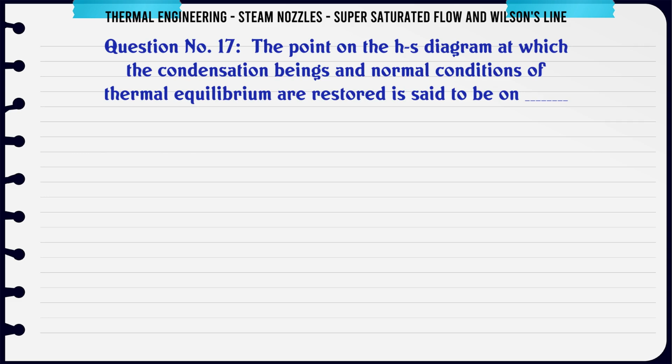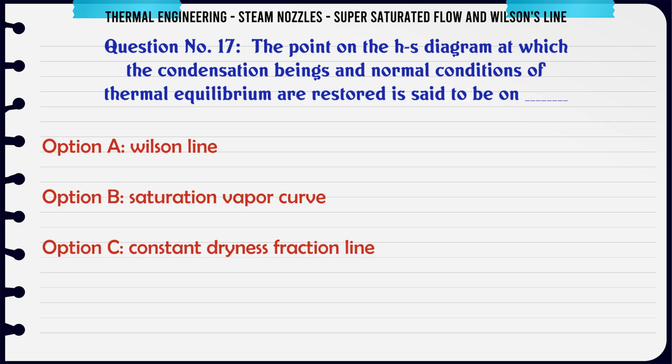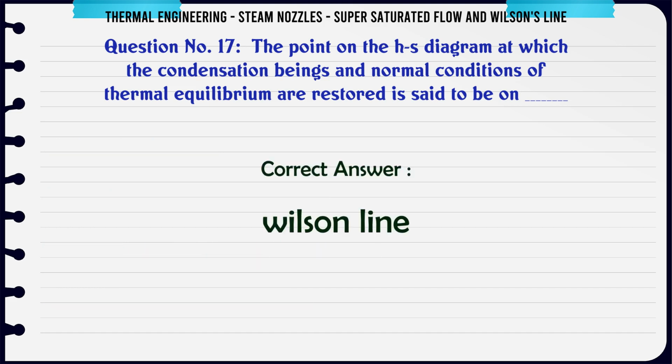The point on the h-s diagram at which the condensation begins and normal conditions of thermal equilibrium are restored is said to be on: A: Wilson line, B: Saturation curve, C: Constant dryness fraction line, D: Constant pressure line. The correct answer is Wilson line.